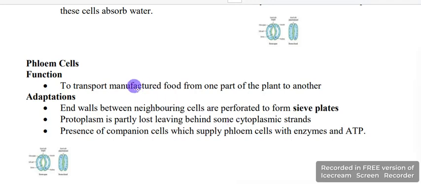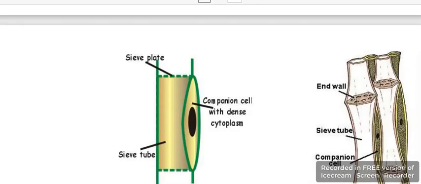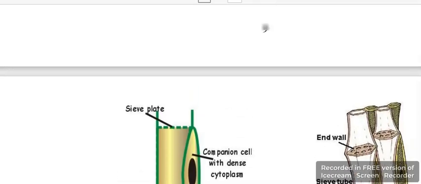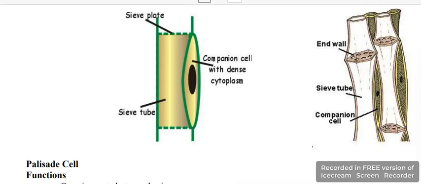So the phloem cells' function is to transport manufactured food from one part of the plant to another. These are the parts we have here, which are known as the sieve plates. We have the sieve tube, companion cells with dense cytoplasm, and also the end walls, and so forth.